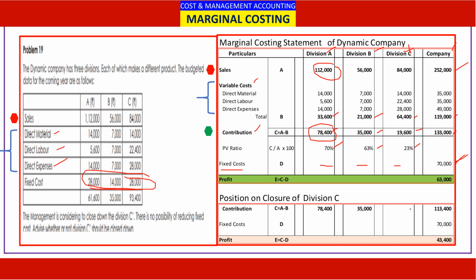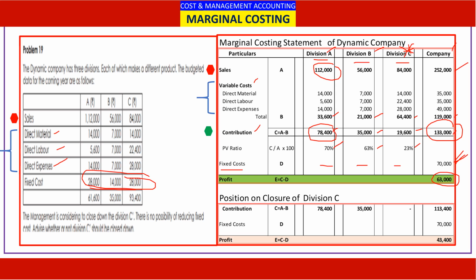70,000. Now contribution is 1,33,000. There is a fixed cost of 70,000. We are making a profit of 63,000 when we are working all three divisions. Now the company says they want to close down division C.